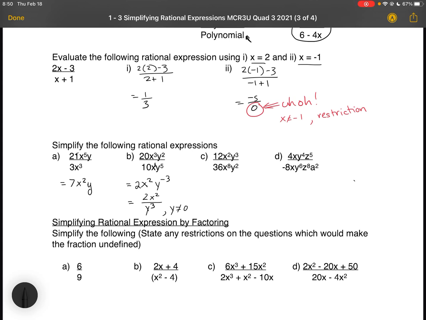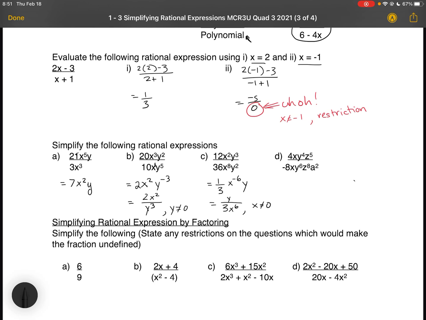Let's try the next one. First thing I'm going to do is divide by numbers. 12 and 36, that is the same as 1/3. Next, I'm going to look at my x's. I've got x squared divided by x to the 8. I'm going to subtract the exponents, which gives me x to the -6. And finally, I'm going to look at the y's. So y cubed divided by y squared leaves me with y. I'm going to make sure I write my answer with positive exponents by putting that -6 onto the denominator. And then I'm going to state my restrictions. Because x is on the bottom, x can't equal 0.